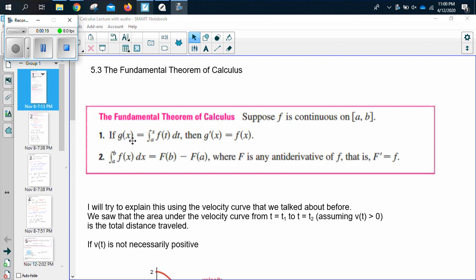If g of x is the integral from a to x of f of t dt, then g prime x equals f of x. So the first part of the fundamental theorem of calculus is really about a derivative.